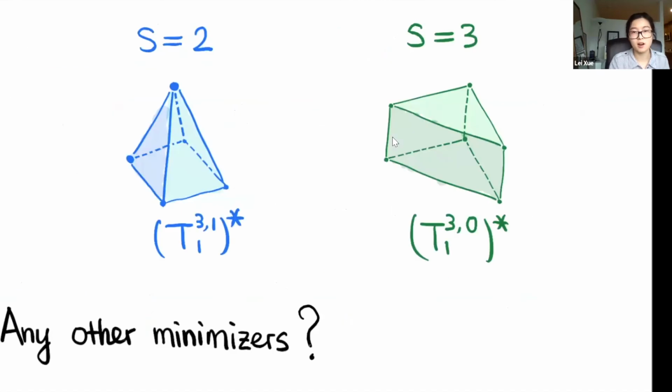Okay, here are two winners for s equals 2 and 3 in dimension 3. I include them here because they already showed up previously, so why not? So we can move to the next question. Are there any other minimizers? Are there other polytopes where the equality case holds for some k, maybe, but maybe not for all k?